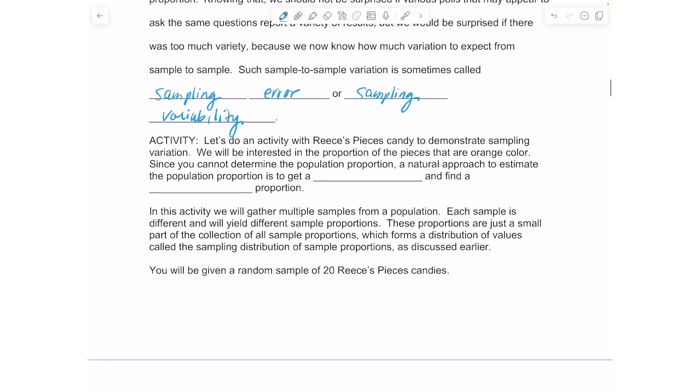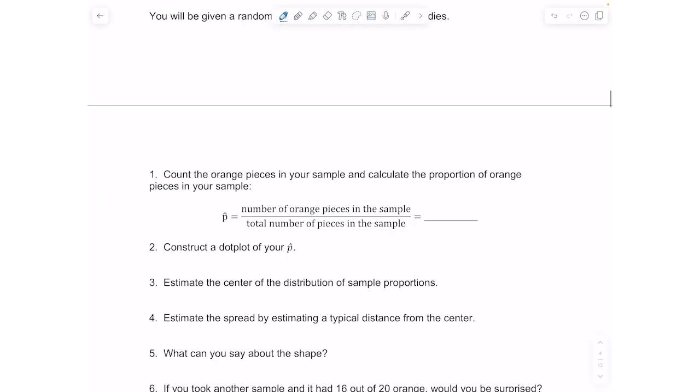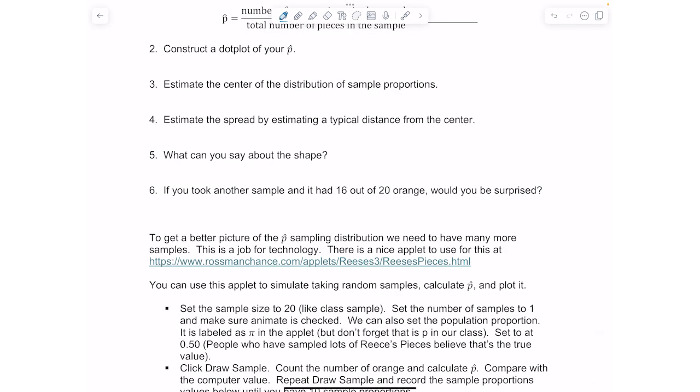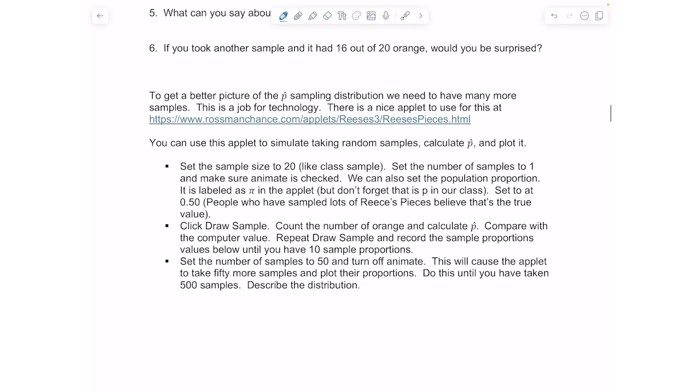So what I like to do in class is a Reese's Pieces activity to show you what we're actually talking about. If you have the funds, I would suggest that you purchase a pack of Reese's Pieces and take as many samples of 20 Reese's Pieces as you can and count the number of orange. Then you're just going to follow these steps here and answer the questions. I also would suggest that you go to this applet, which is a simulator that simulates this p-hat sampling distribution idea, so that you get an idea of what we're talking about here.